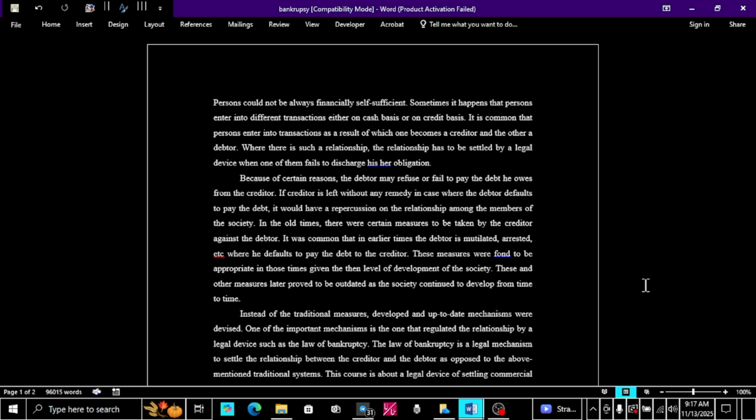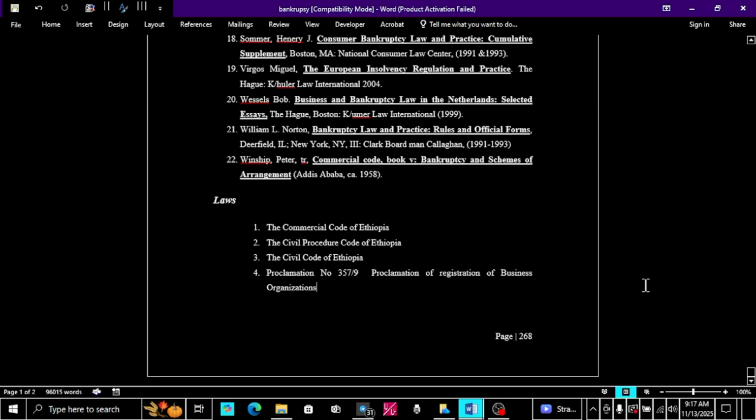Persons could not be always. Control plus End. Page 268 Organizations. Yes, it told me page 268. It is the last page, the last part of this document.